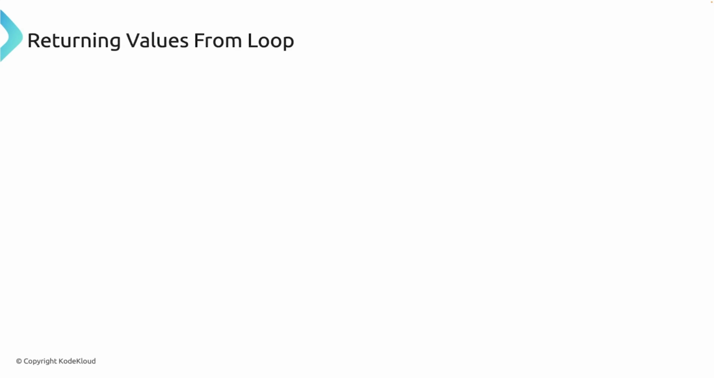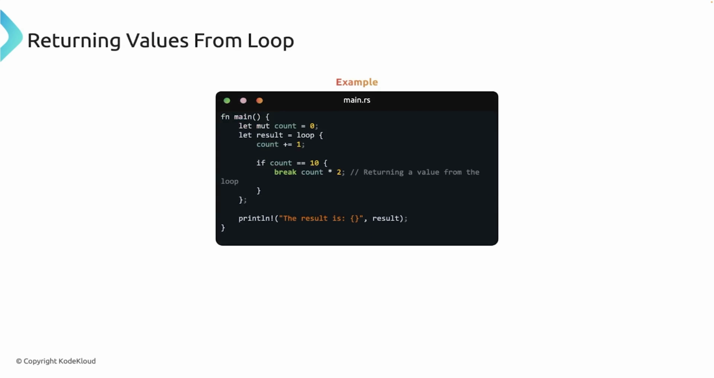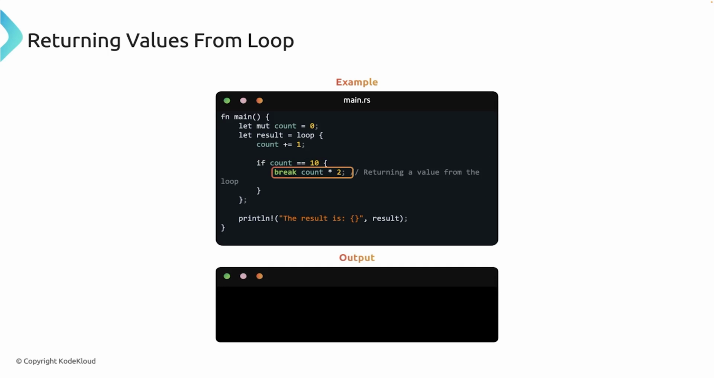You can also return values from a loop by using the break statement with a value. This loop will terminate and the value will be returned. So over here in this program, the loop increments count until it reaches 10. And when the count equals 10, the loop terminates and returns count, which is 20. So this returned value is stored in our variable result. As you can see, let result equals to loop and it starts the loop and then it returns back count into 2, which is 20. So it's going to give you the output that the result is 20.